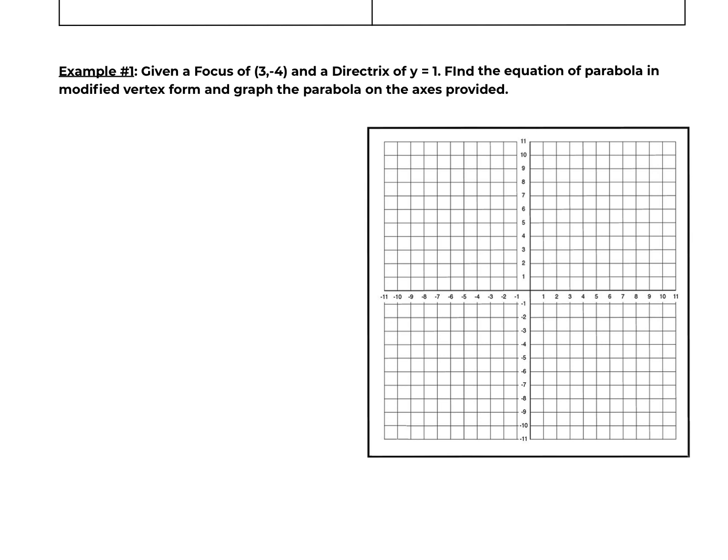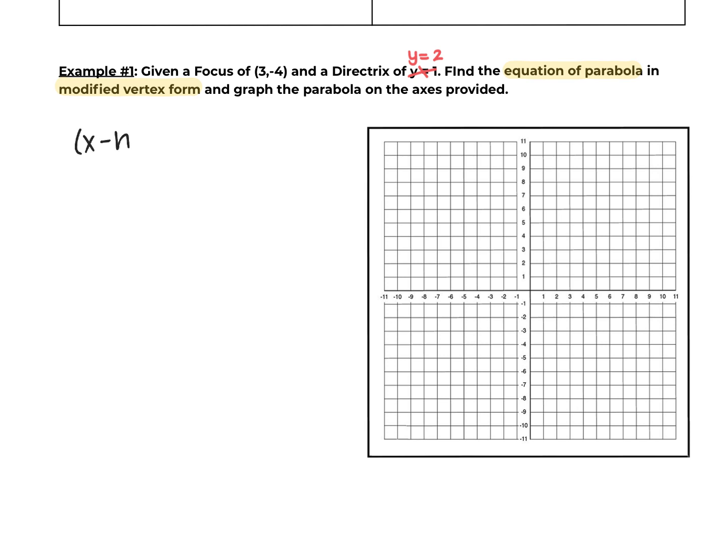So example number 1 says, given a focus of (3, −4) and a directrix of y = 1, I'd actually like to change this to say a directrix of y = 2. It says, find the equation of the parabola in modified vertex form and graph the parabola on the axes provided. So bottom line, we need to find the equation of the parabola in modified vertex form.